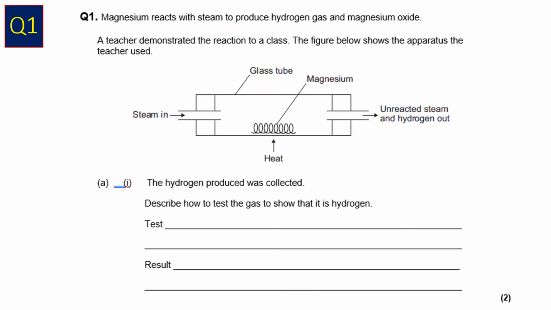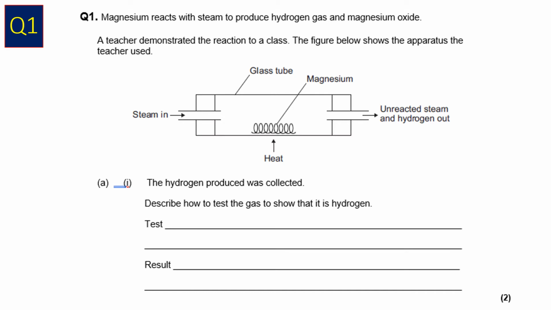So question 1, magnesium reacts with steam to produce hydrogen gas and magnesium oxide. A teacher demonstrated the reaction to a class. The figure below shows the apparatus the teacher used. Part A asks that the hydrogen produced was collected. Describe the test to show it's hydrogen.